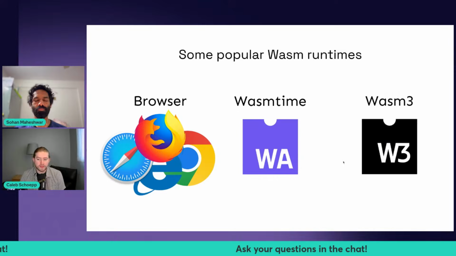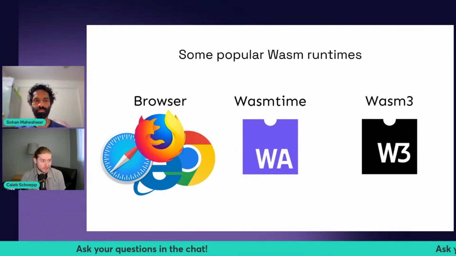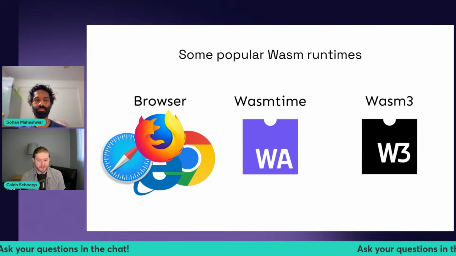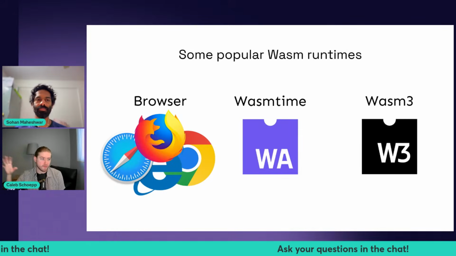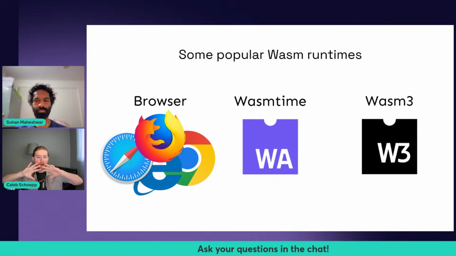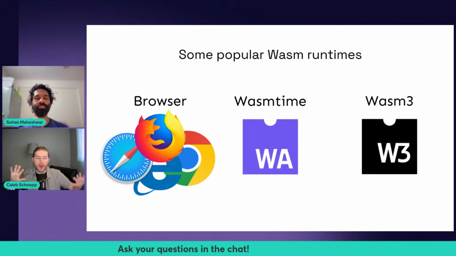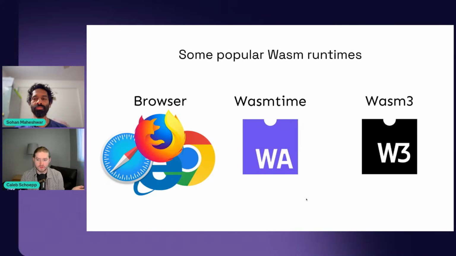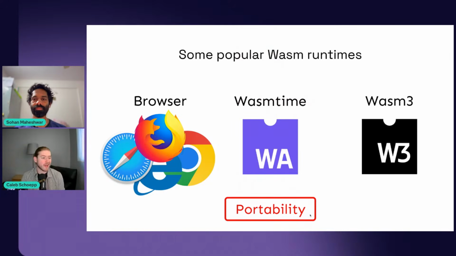But there's tons of them. One of my pet ones is Wasm3. They do some really cool stuff with how they interpret instead of JIT compile, and they're really good for embedded use cases. But really the point I'm trying to illustrate here is that there's a wide array of runtimes that fit this wide array of use cases and offer this cross-system, cross-architecture, cross-platform portability.